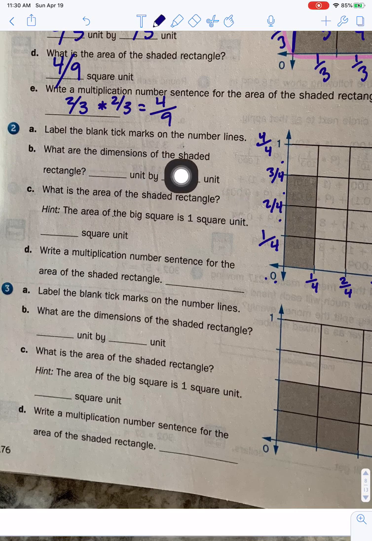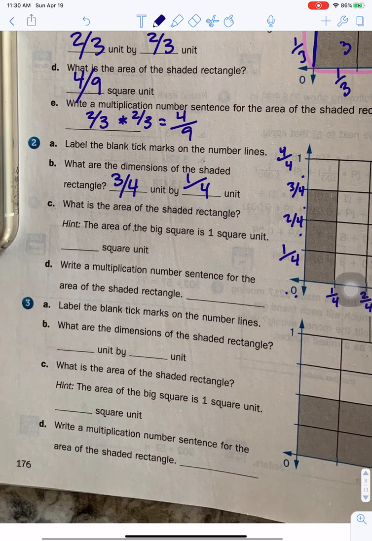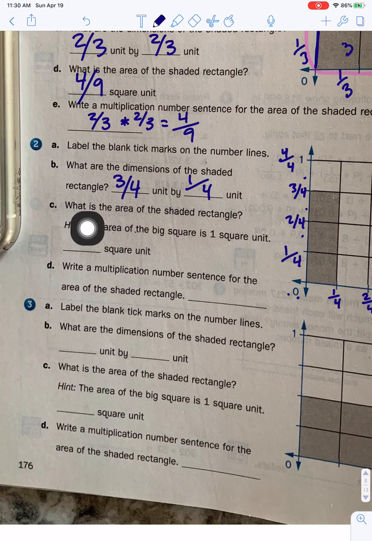Part B, what are the dimensions of the shaded rectangle? We're going to take a look at the shaded rectangle. It looks like there's 3/4 here. So I'll write 3/4, 1, 2, 3, by 1/4 down here. So 3/4 times 1/4. C, what is the area of the shaded rectangle? Hint, the area of the big square is 1.